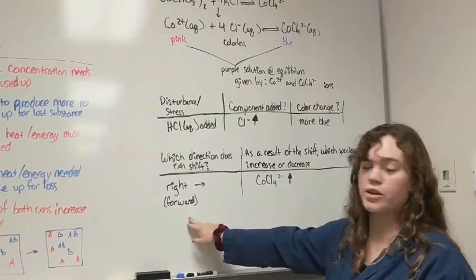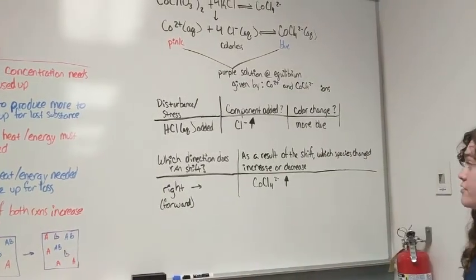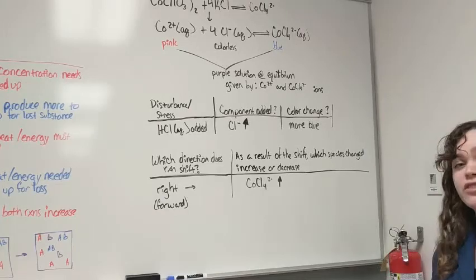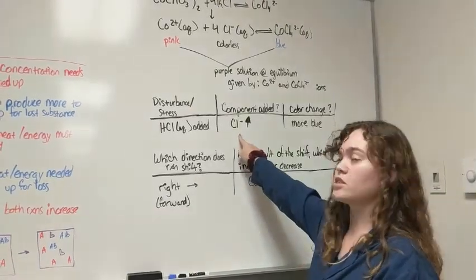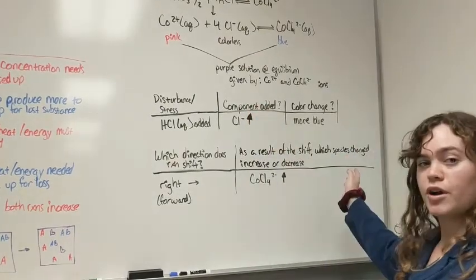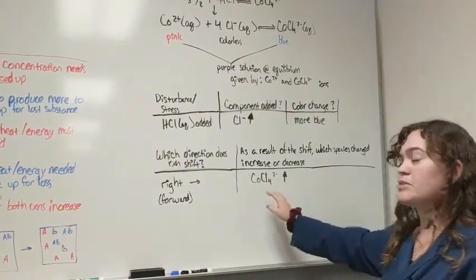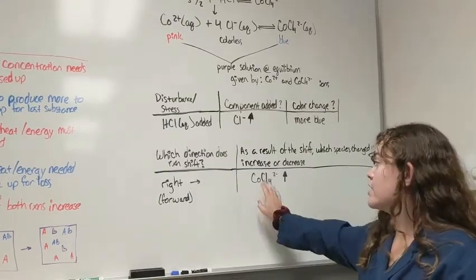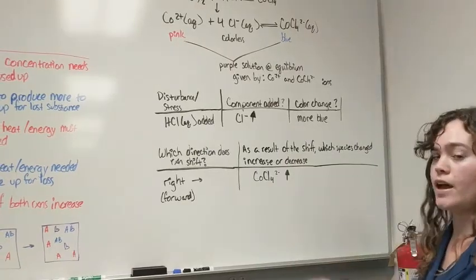And then, as a result of the shift, which species is increased or decreased? Because you added chlorine, which is a reactant, it shifted towards the products, so it made more of the products. So the species that was changed or increased ended up being the cobalt copper chlorine, and that increased as a result of the change.